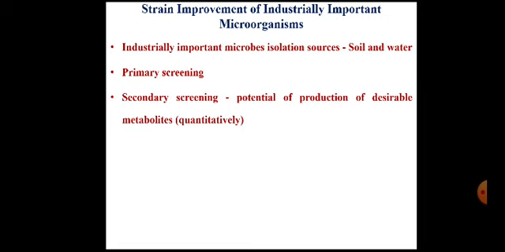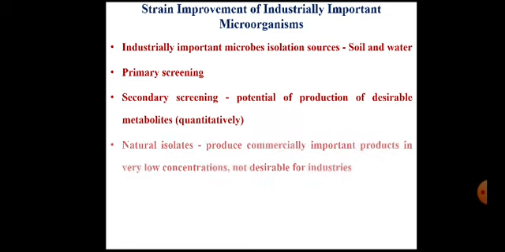Maybe you come up with 500 or 1000 isolates as desirable producer organisms, but all these producer organisms do not have equal industrial potential. So the second step is to check their potential for the production of desirable metabolites. Potential is checked with a quantitative approach. Primary screening is basically a qualitative approach where you don't measure the amount of metabolite produced by the desirable strain. But in secondary screening, out of 500 or 1000 isolates, you categorize these isolates on the basis of the amount of product produced. That is the major difference between primary screening and secondary screening.